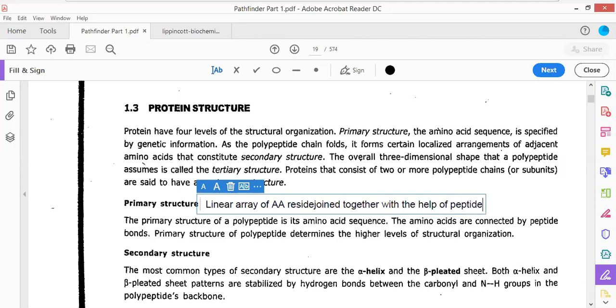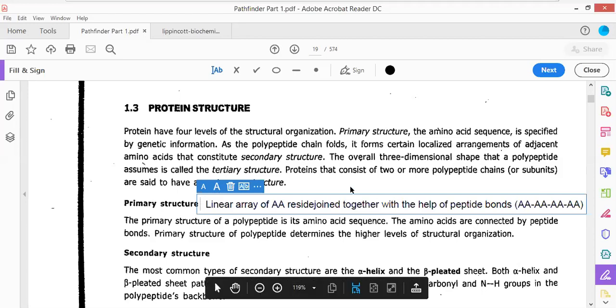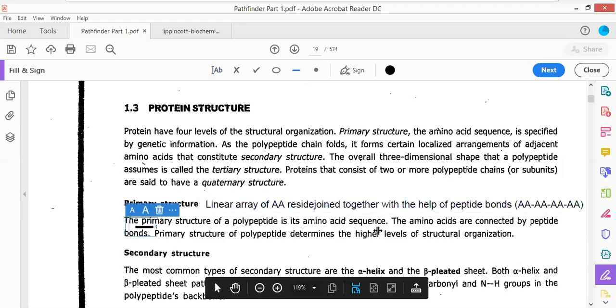So there are peptide bonds, and these peptide bonds are joining the amino acid residues together with each other. For example, there is an amino acid, then a peptide bond, then an amino acid, then a peptide bond, and so on. When there is this type of arrangement, it is referred to as the primary structure of protein. The primary structure of a polypeptide is made up of amino acid sequences joined with each other.